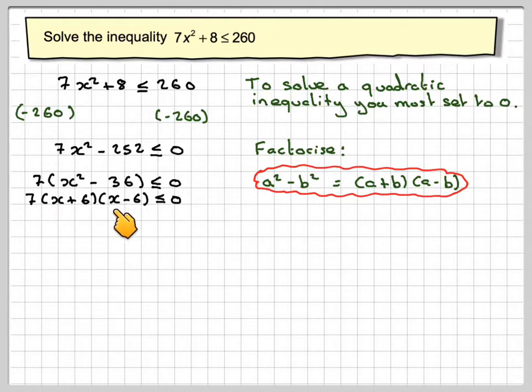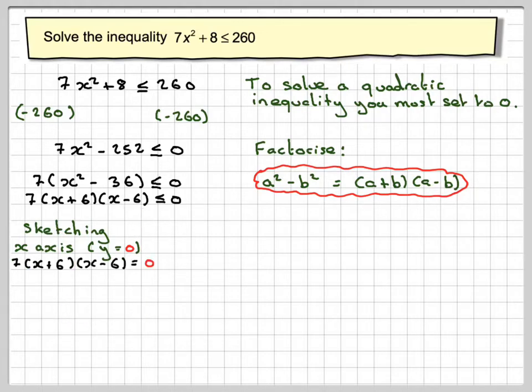So therefore we're going to try to sketch the curve 7(x plus 6)(x minus 6), or 7x squared minus 252. So sketching, to find where the curve meets the x-axis, we need to put y equal to 0. So I'm just going to put the factorised version equal to 0. So 7(x plus 6)(x minus 6) is equal to 0. Obviously the 7 can't be equal to 0. That means either x plus 6 is equal to 0 and x is minus 6, or x minus 6 is equal to 0, which gives x is 6.